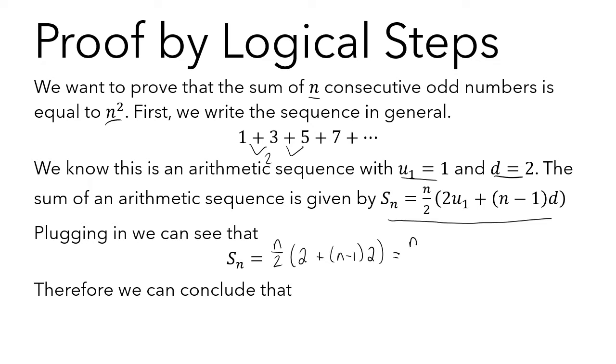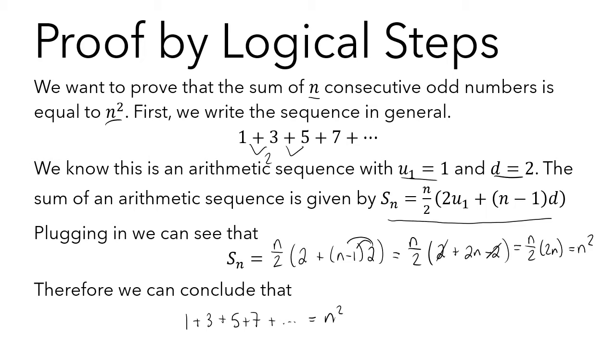Simplifying further, we see that this is equal to n over 2 times, this distributes out, and we get 2 plus 2n minus 2. Well, 2 and minus 2 cancel, so that leaves n over 2 times 2n, which is just n squared. So therefore, we can conclude the sum of consecutive odd numbers is equivalent to n squared, where there's n odd numbers. And that is our proof, our direct proof using logical steps.